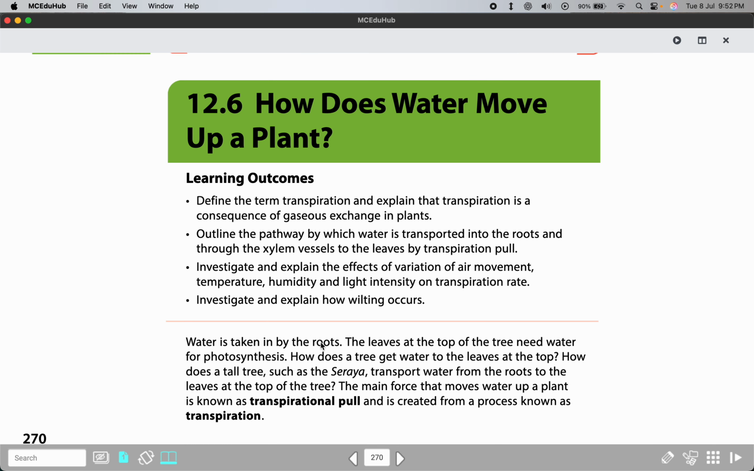Okay, so there's this tree in Singapore called the Seraya tree, and I think it's like 50 meters tall, maybe about as tall as a 30-story HDB. So you'll be wondering, how does water get all the way from the roots, carrying it up 30 stories, all the way to the leaves? Actually, there's this force that pulls. Remember, a force is something that can pull or push. So there's a force here that's called transpiration pull. And this transpiration pull, the force, is created during a process called transpiration.